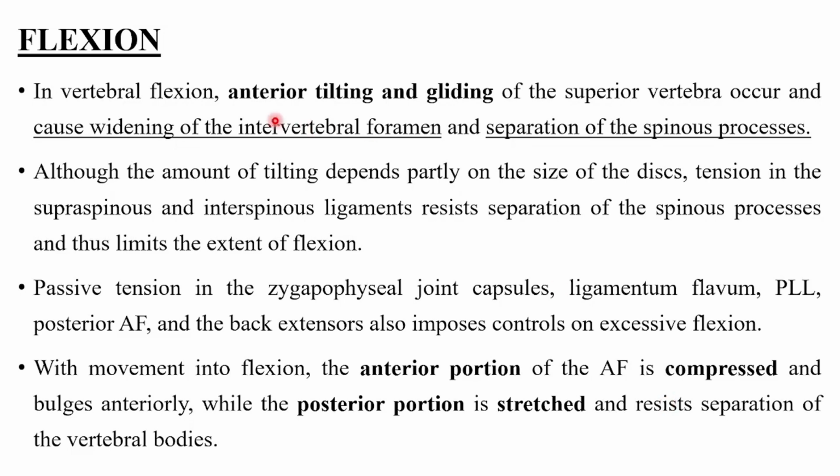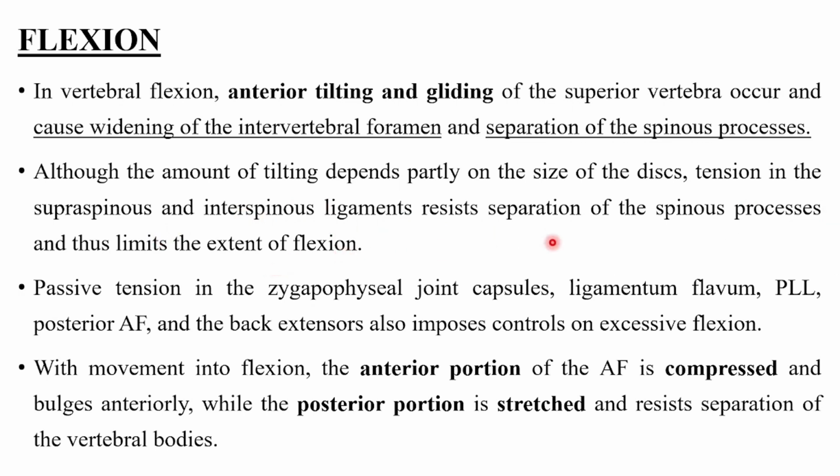So the first motion of kinematics is flexion. In vertebral flexion, anterior tilting and gliding of the superior vertebra occur and cause widening of the intervertebral foramen and separation of the spinous processes. Although the amount of tilting depends partly on the size of the disc, tension in the supraspinous and interspinous ligaments resists separation of the spinous processes and thus limits the extent of flexion.